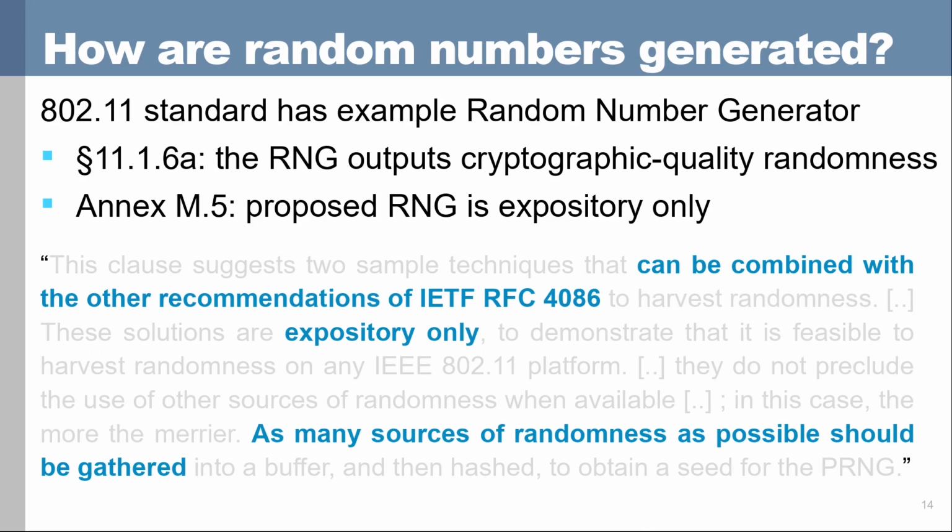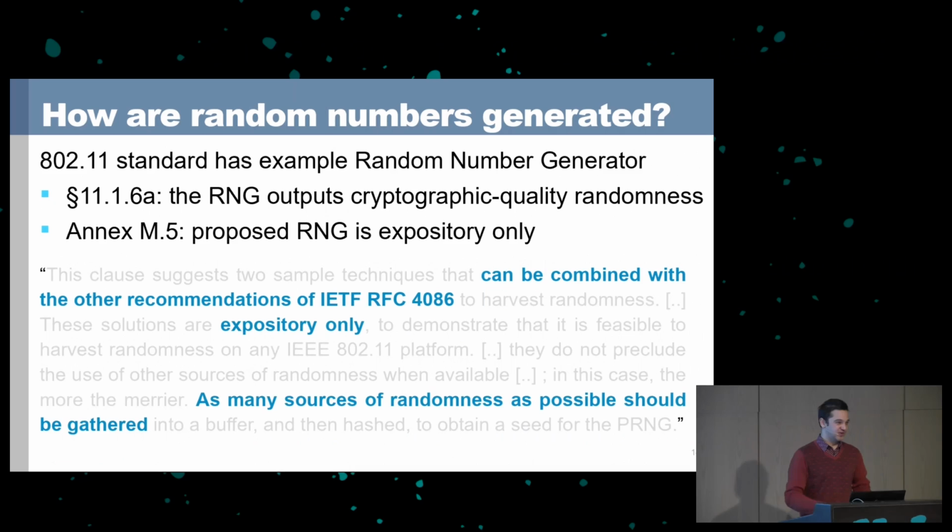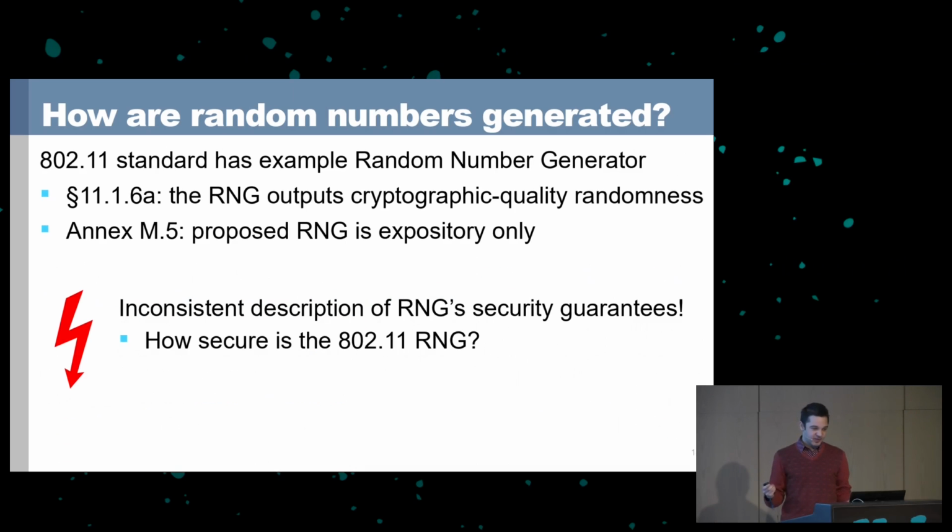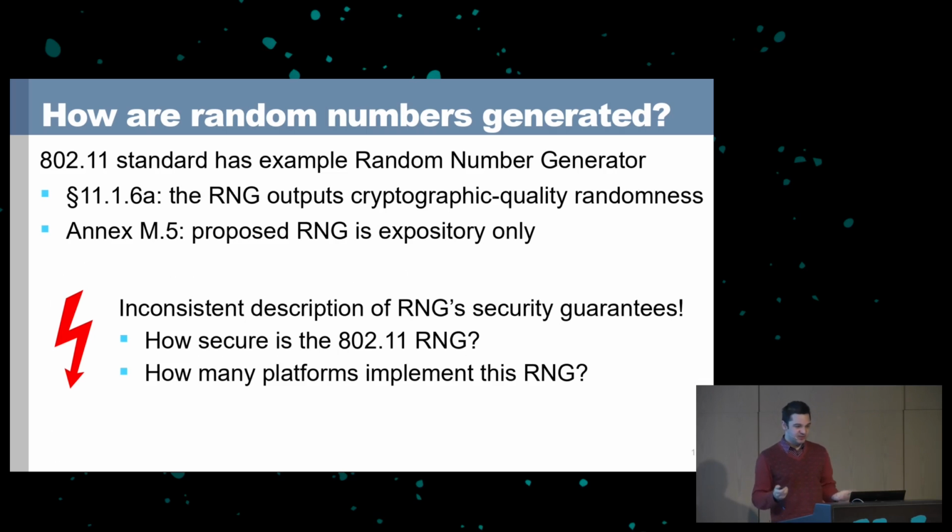This is expository only. Again, you should probably improve this, which is very strange to see this kind of language in a standard. So we basically have an inconsistent description here. It says that it should be secure, then it says it's not really secure. So the question is, how secure really is this random number generator? And the next question is, how many platforms implement it?